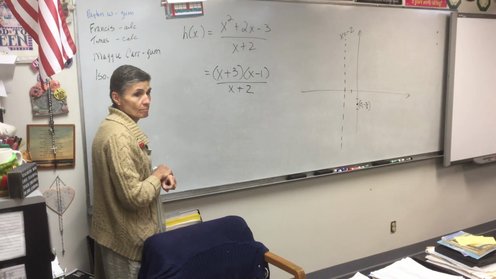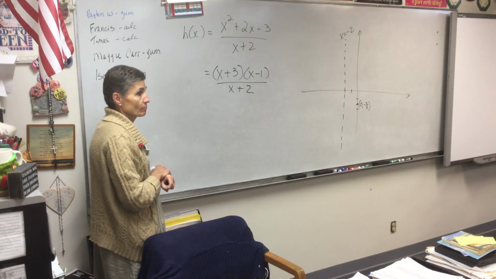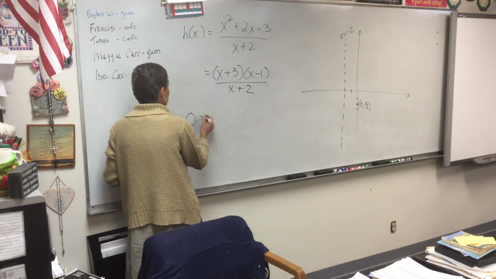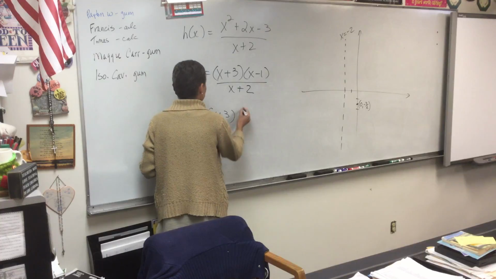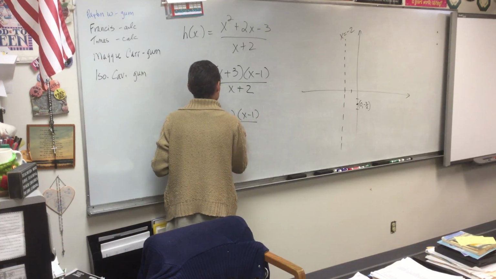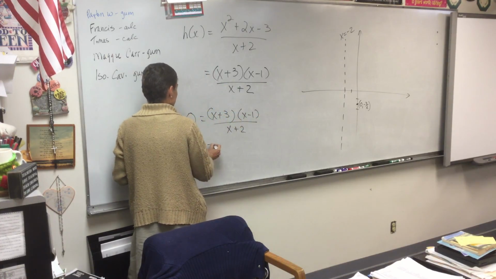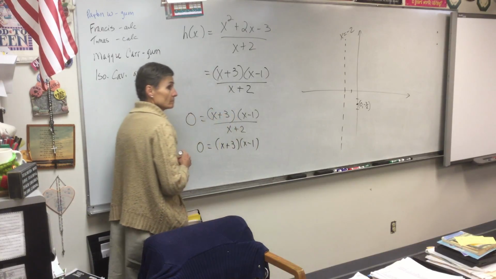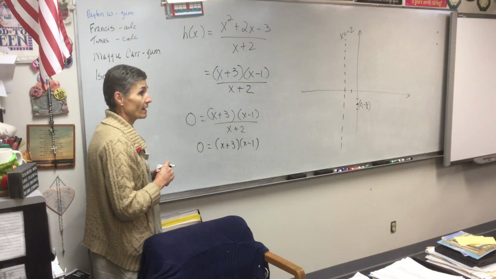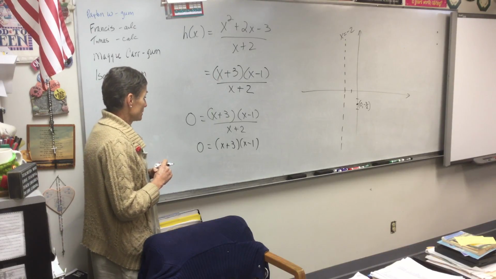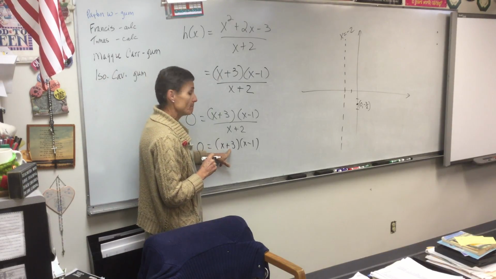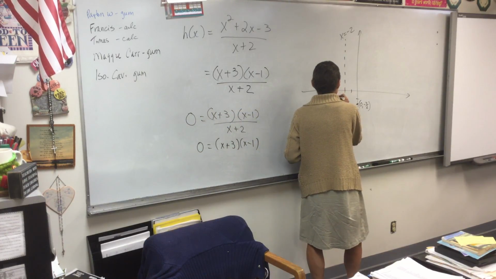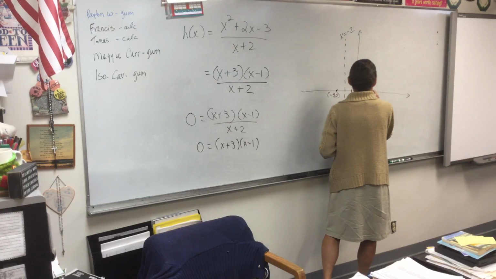X-intercept. How do I find X-intercepts? Set it equal to 0, so I'm going to solve this equation. But I know the denominator is going to disappear, so basically I'm just solving the numerator, right? You probably figured that out by now. So I got 2 of them. Where are they? -3, 0 and 1, 0.